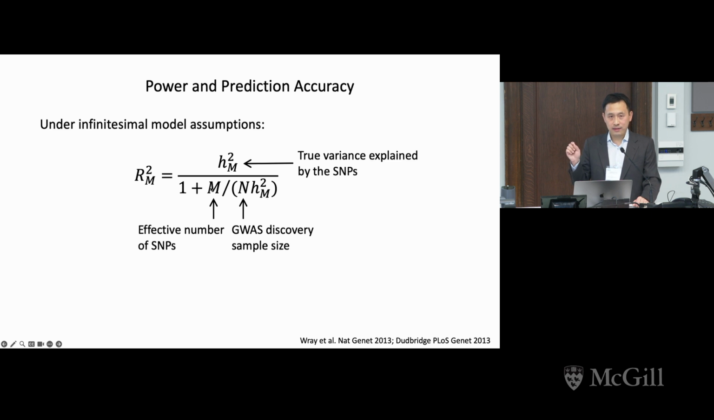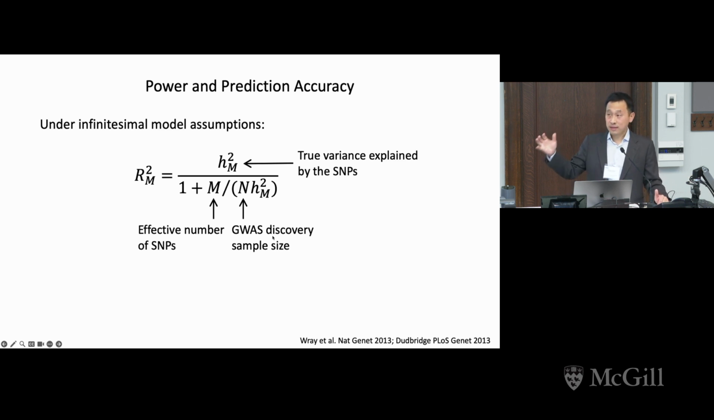If you have a larger M, that means your heritability is spread across more SNPs, and it's going to make your R square less accurate. This is because each SNP will carry a smaller effect, and you have random noise adding to that SNP because of the finite sample size. Of course, the accuracy will be lower. So the less polygenic, meaning the heritability is spread over fewer SNPs, the more accurate your PRS will be. So the M is in the denominator, and N is the GWAS discovery sample size.